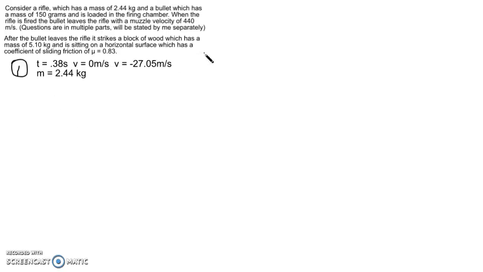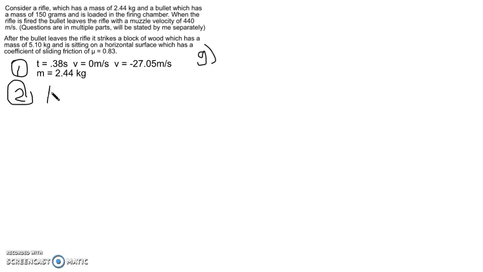Okay, so we're on to part G here, and we're given some more data. After the bullet leaves the rifle, it strikes a block of wood which has a mass of 5.1 kilograms and is sitting on a horizontal surface which has a coefficient of sliding friction of mu equals 0.83. I took the liberty of writing down some data beforehand because we have a bit of work and it might take time. So what we're doing in this is we're trying to find force, right?